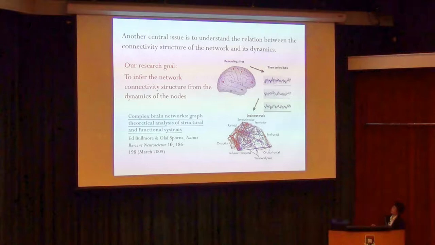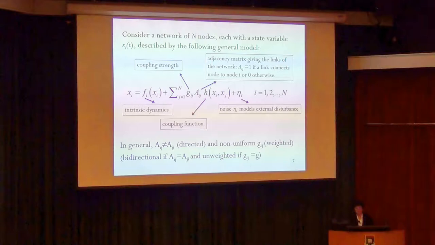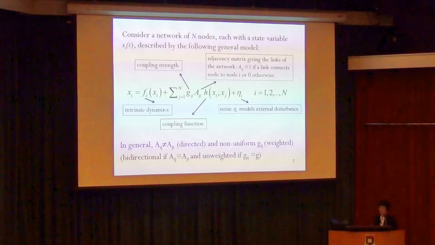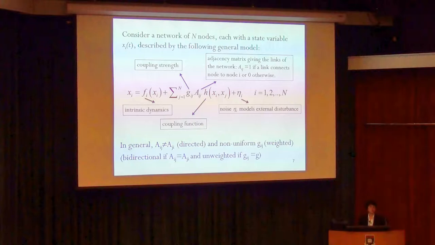So our approach will be the following. We start with a model class of the system. First, the system has n nodes. N can be large, of the order of 1,000, and there's no restriction here. This big n is the number of the nodes in the system.